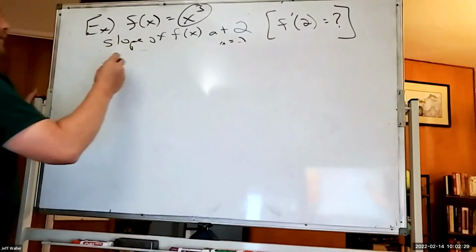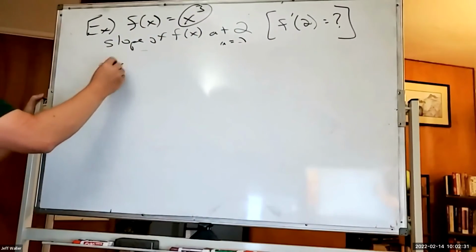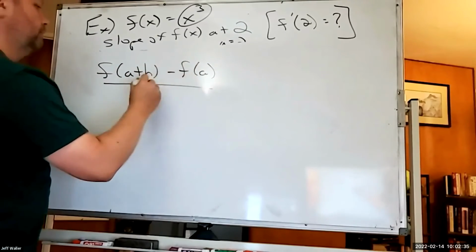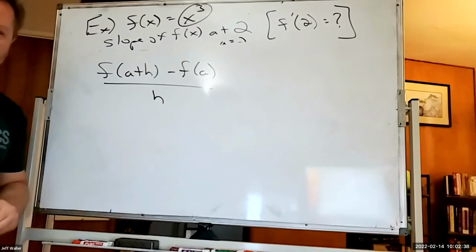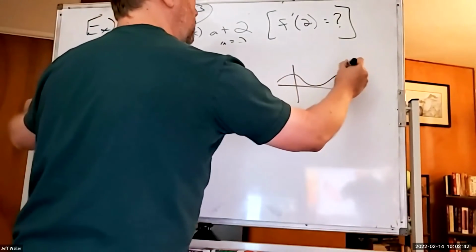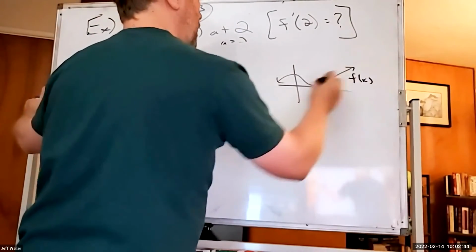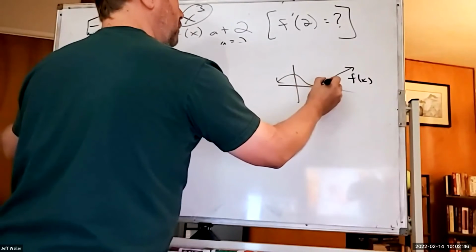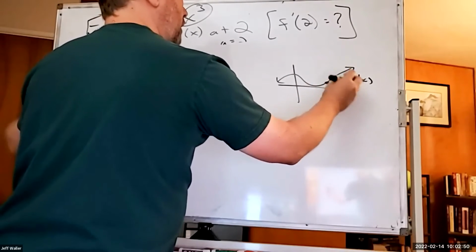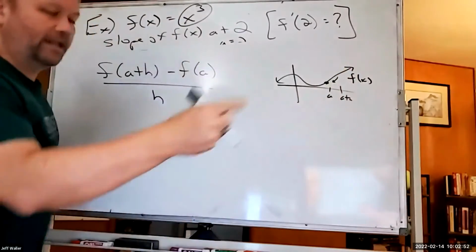We've already seen this, right? Yes? And this is the whole idea of I have a function doing some weird stuff. I want to know what the slope is at some point, and what I do is I go a plus h, and then I let h go to 0.